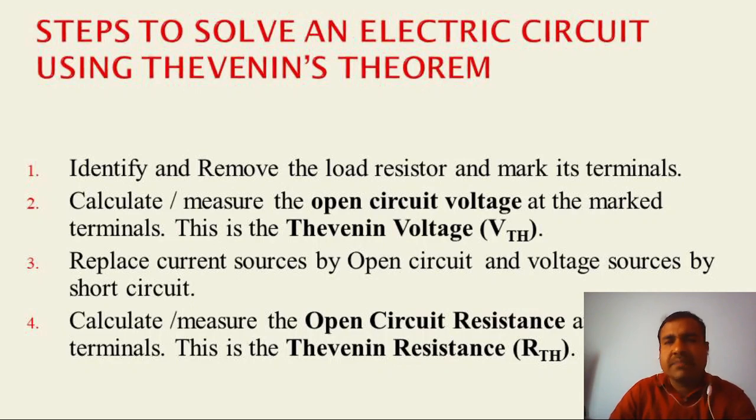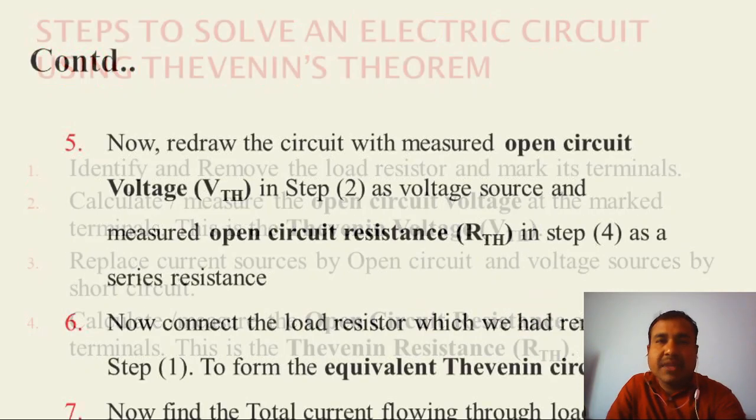Now the fourth step is to calculate the open circuit resistance at the marked terminals. So we have already marked those terminals after removing the load resistance. So at those terminals you have to calculate the resistance value. That resistance is called Thevenin's resistance, RTH.